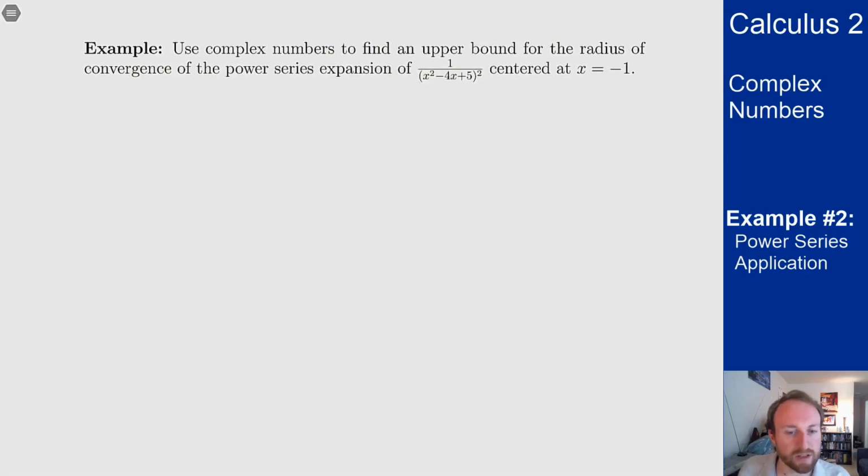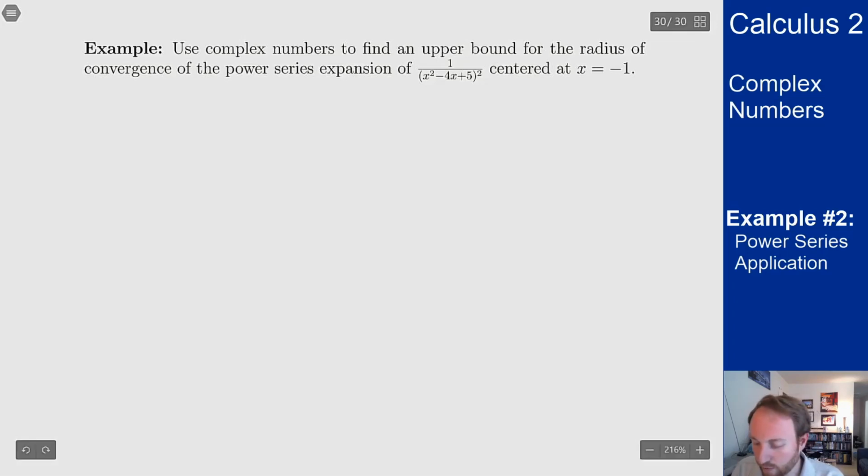In this example, we'll look at using complex numbers to help us analyze how we can find an upper bound for the radius of convergence of a power series. We want to figure out what the radius of convergence could be for the power series expansion of this function here, 1 over (x squared minus 4x plus 5) quantity squared, centered at -1.